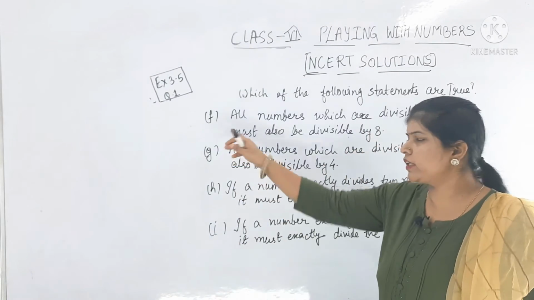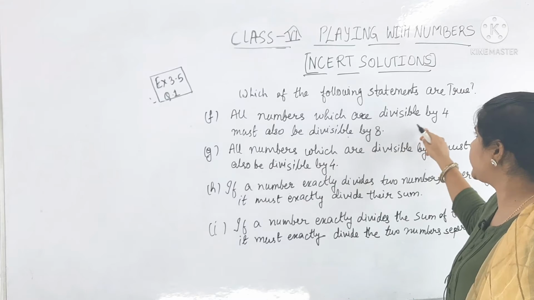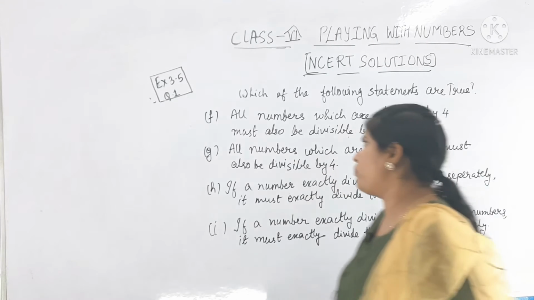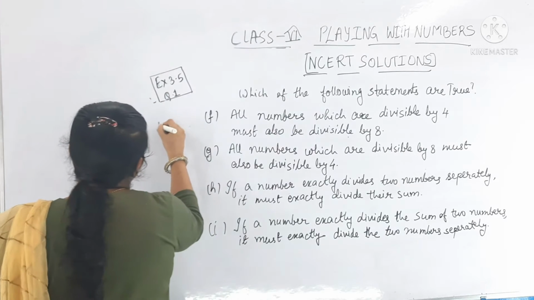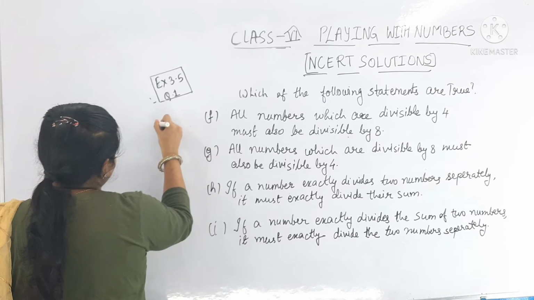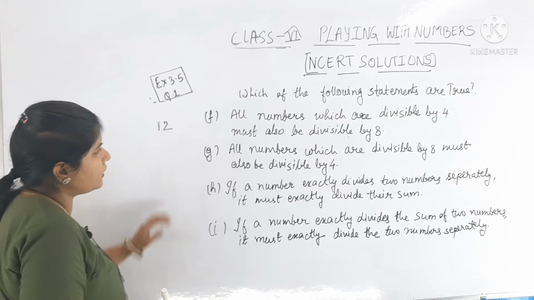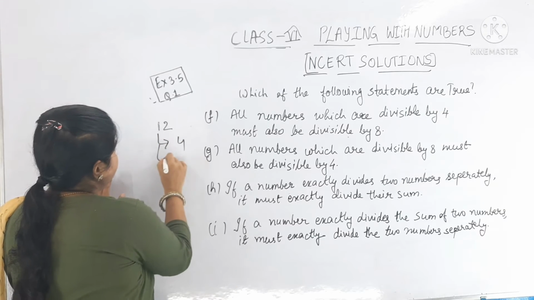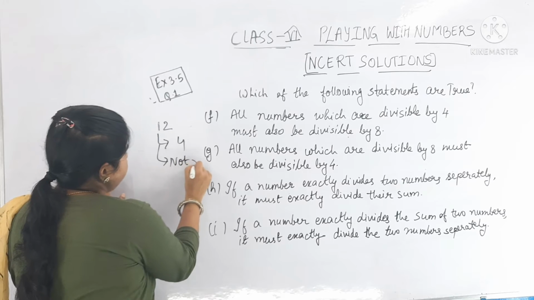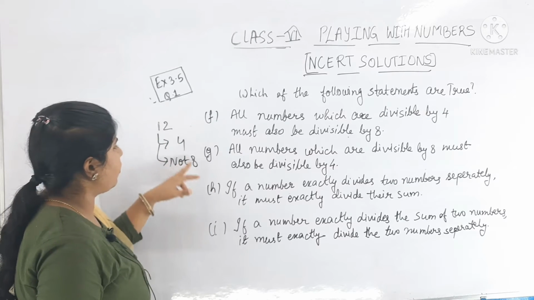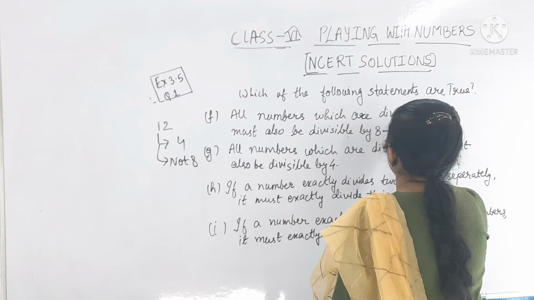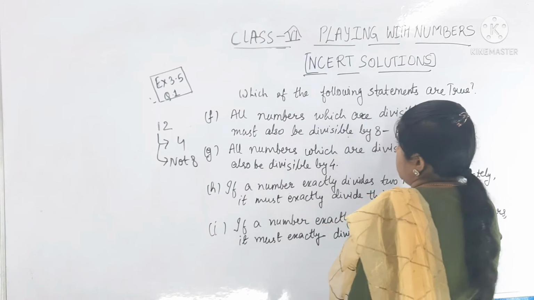Now see students, F part: all numbers which are divisible by 4 must also be divisible by 8. So we can see that, I am taking 12 as an example. 12 is divisible by 4, but not divisible by 8. In the table of 8, 12 will not come. So here it is false.